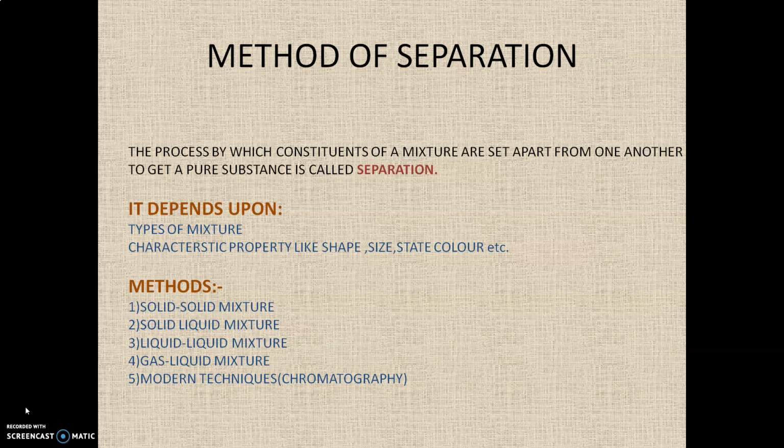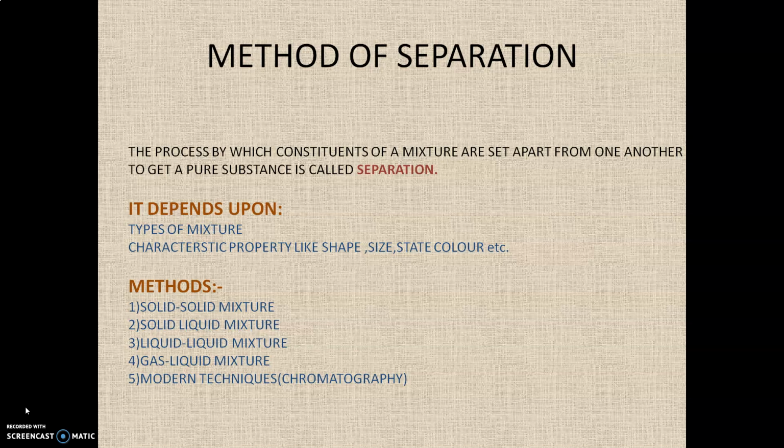When you make pulses, you cannot carry the stones along with it, right? You need to separate them, so that is undesirable. Such things happen, that's why you need to separate something, and to get a pure product. So what is separation? The process by which the constituents of a mixture are set apart from one another to get a pure substance is called separation.